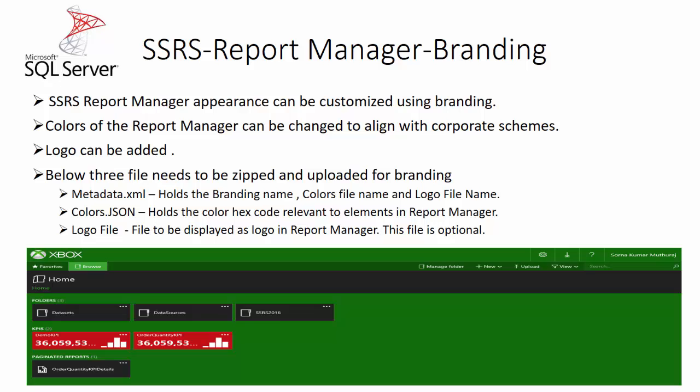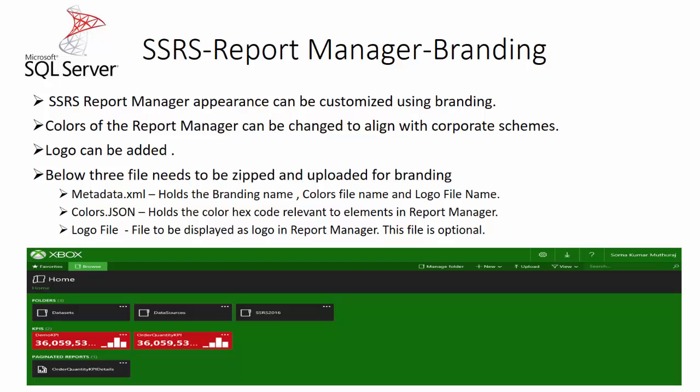UI. So this is basically done by using three files, which need to be zipped and uploaded into SSRS. Let us take a look at what these three files are. The first one is metadata.xml, and this file name should not change. The zip file should have a metadata.xml, and basically this holds the branding name, the color file name and the logo file name, kind of a high-level master setup.